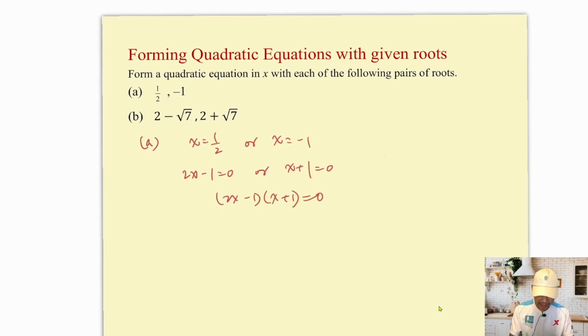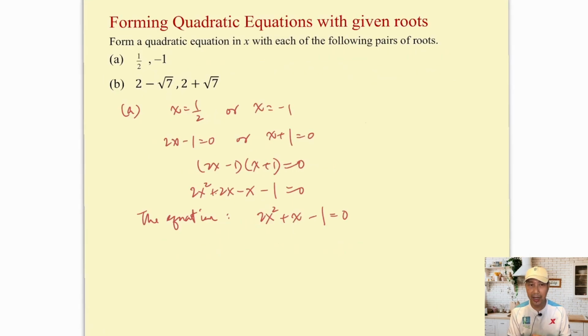Okay, and then expand the brackets: 2s² plus 2s minus s minus 1 equals 0. So the equation should be 2s² plus s minus 1 is equal to 0. Part A is quite simple, so we try to use the same method on part B.